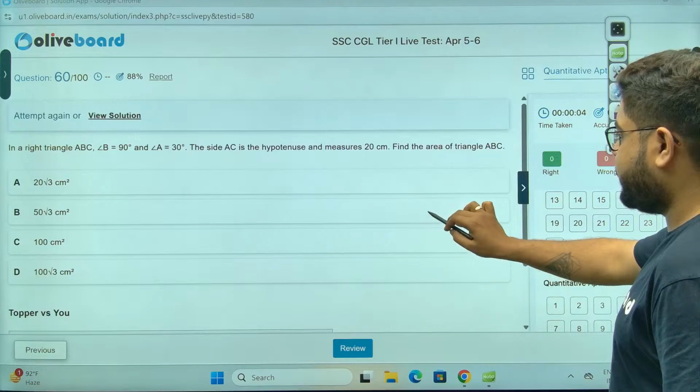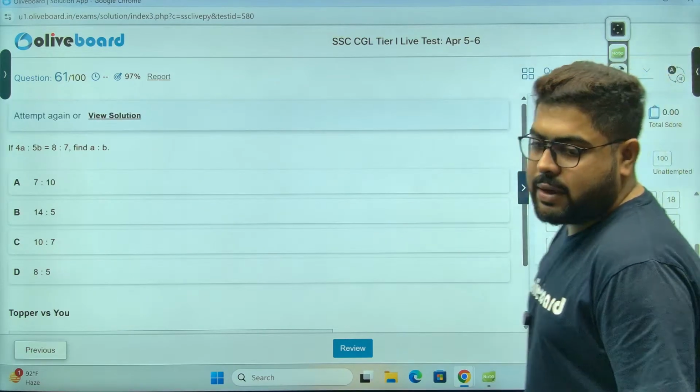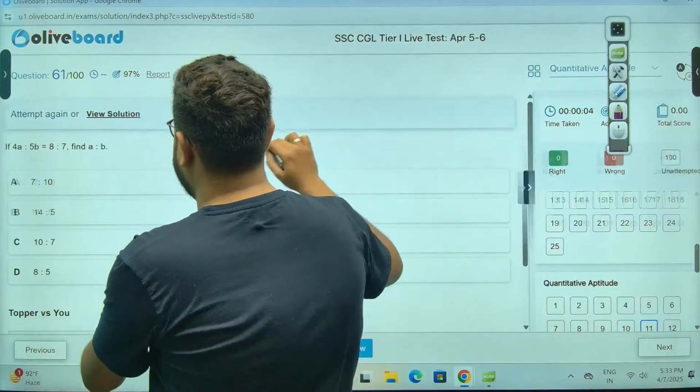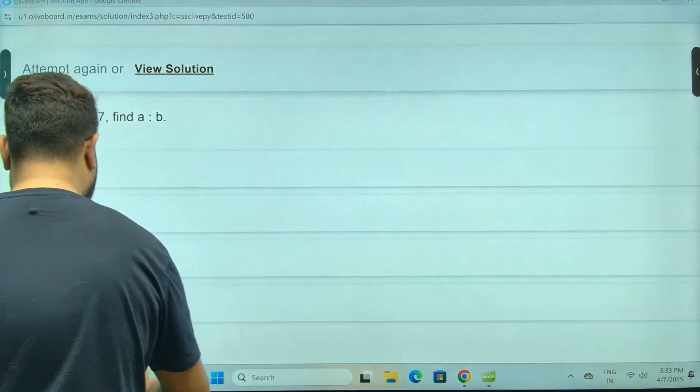Option B, 50 root 3, was the answer, sir. Is this even a question? Sir, this is very, very simple.